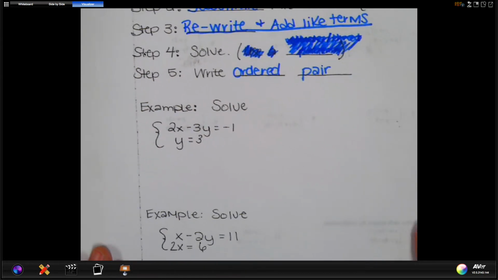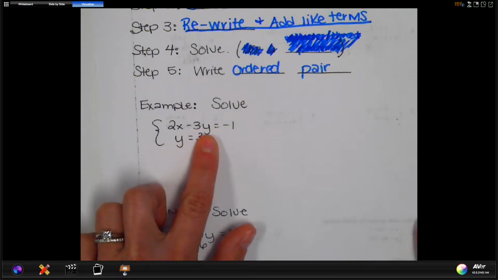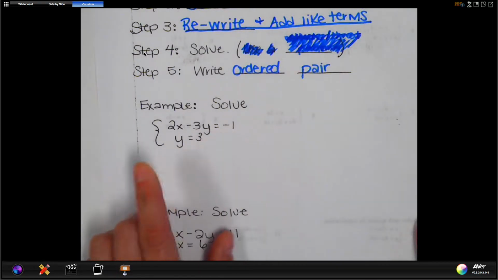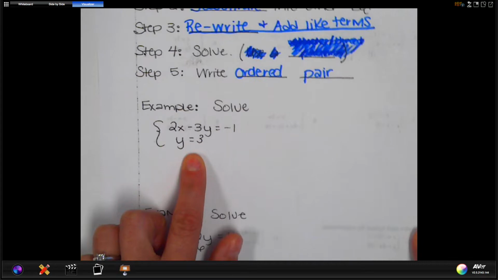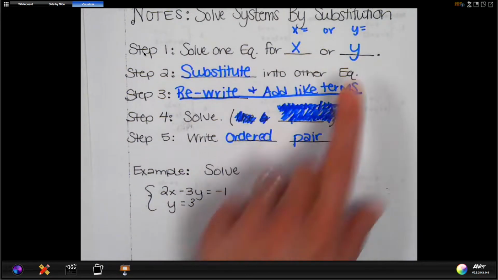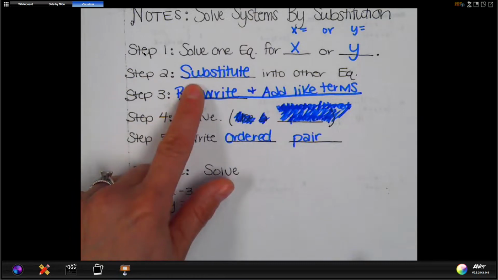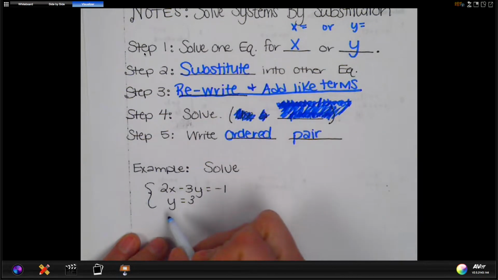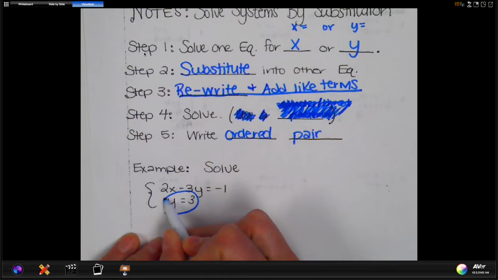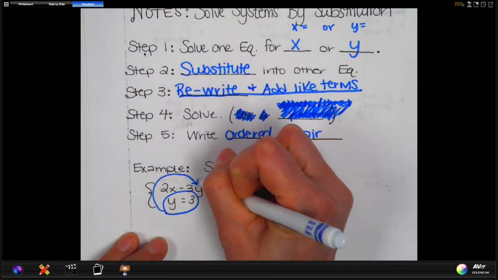So the first one is to solve this system. You've got 2x minus 3y equals -1, and then you've got y equals 3. Okay, so one of the equations has to say x equals or y equals, and it already does. That's step 1. So we actually don't have to solve that. So we can move to step 2. We're going to substitute this y equals 3 into the other equation for y.